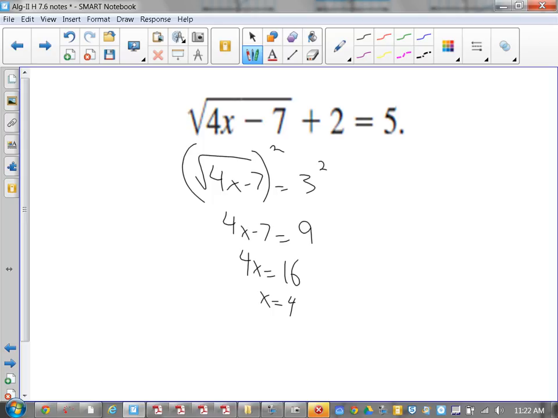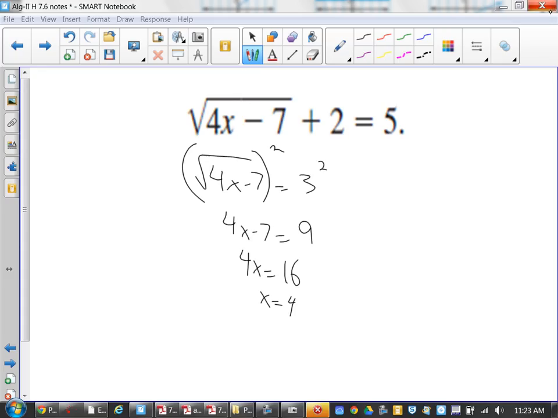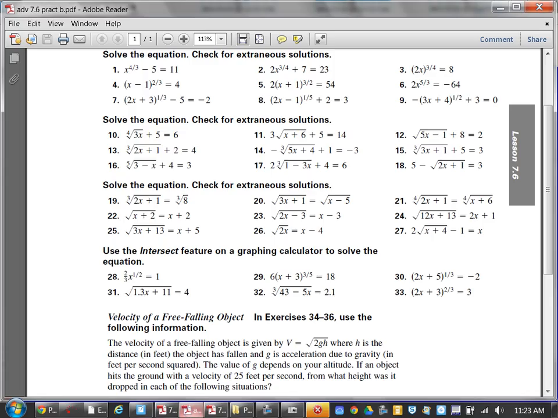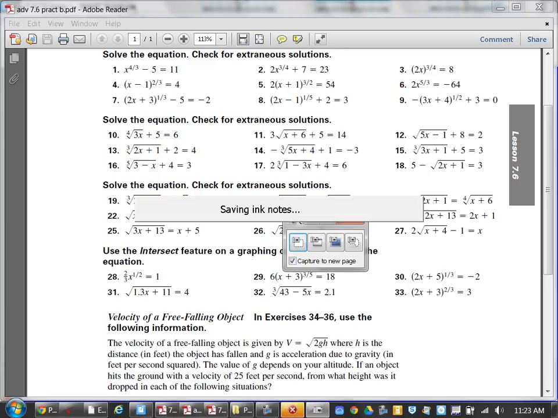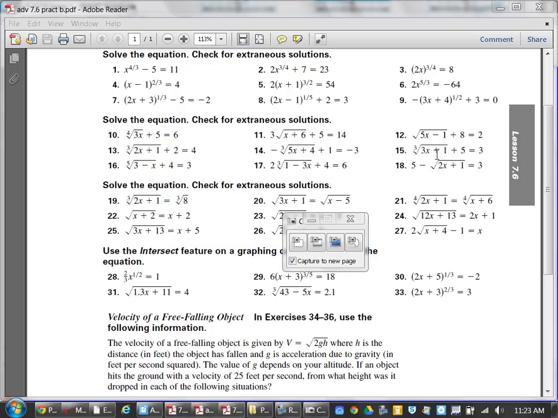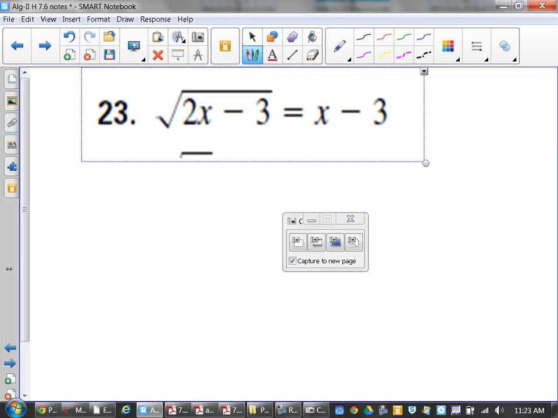Okay. What's 4 times 4? 16. 16 minus 7. 9. Square root. 3. 3 plus 2. 5. Did it work? Yeah. Okay. This is fun. This is the type of math I learned.